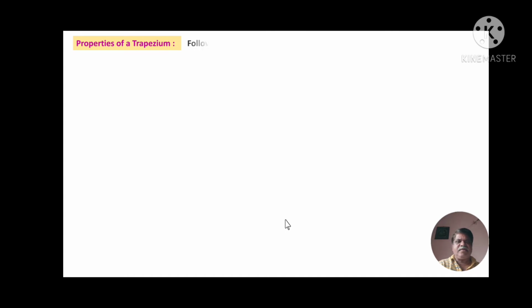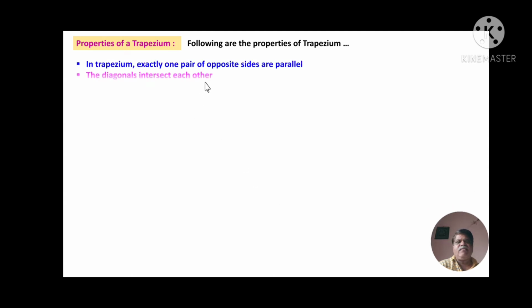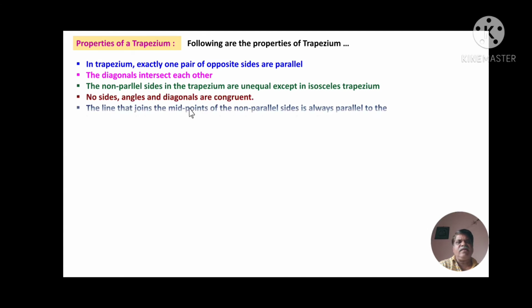Properties of the trapezium. Following are the properties of the trapezium. In a trapezium, exactly one pair of opposite sides is parallel. The diagonals intersect each other. The non-parallel sides in the trapezium are unequal except in an isosceles trapezium. No sides, angles and diagonals are congruent. The line that joins the midpoints of the non-parallel sides is always parallel to the bases or parallel sides, and is equal to half of the sum of the parallel sides.